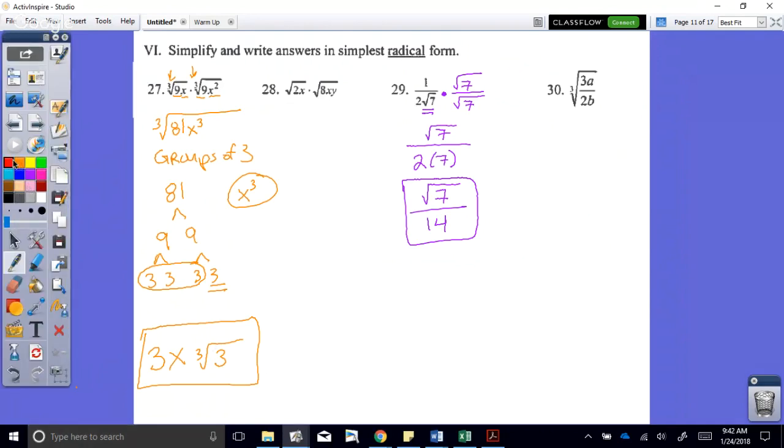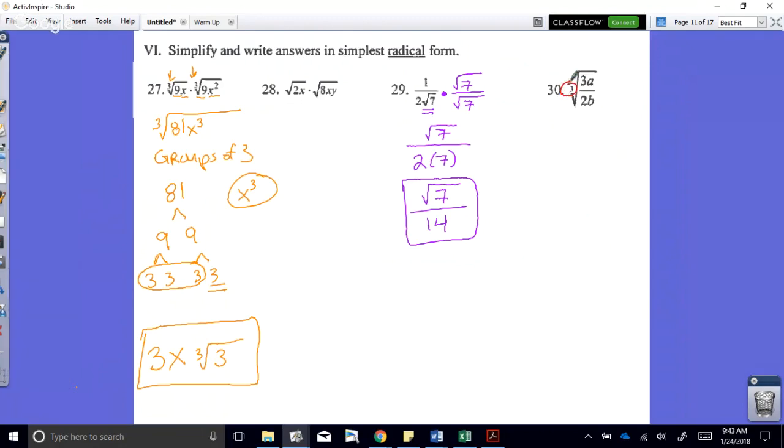Okay, 30 is the same type of thing, but we have a cube root. So we need groups of 3. We've got the cube root over the cube root of 2b. Multiply by our fancy one, we know we're going to have to do cube roots. So here's how this works. We have 1, 2. We need groups of 3. So I'm going to multiply by 2 to the 2nd. I have b, I need b to the 3rd.